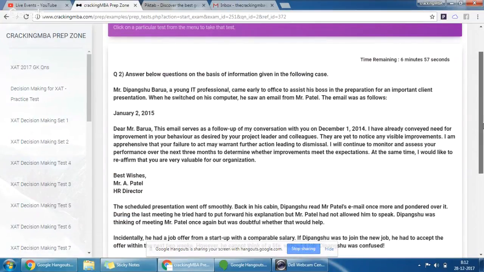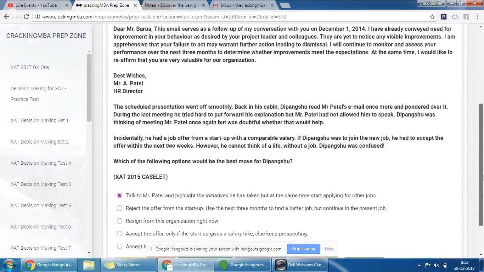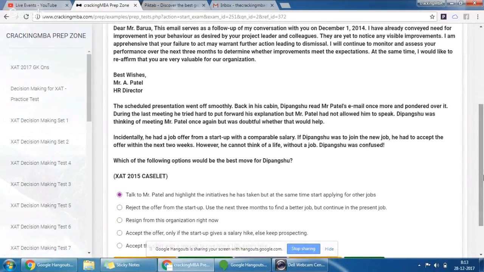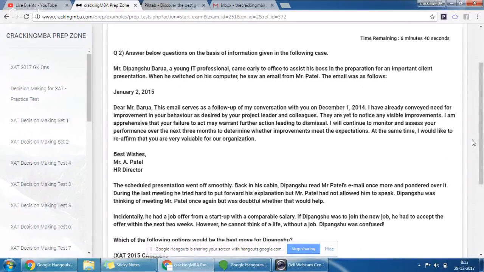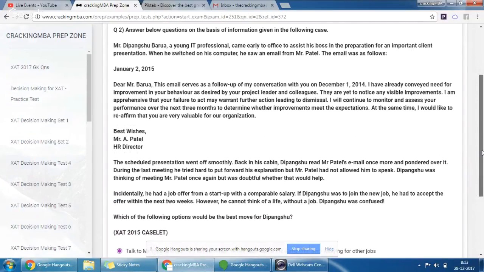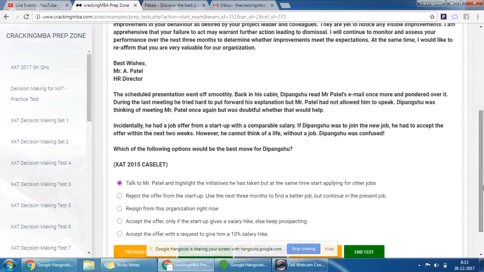Yeah. So in the details, you're right, Ajay. It's saying that it's not allowing him to speak, but still, he needs to put some effort and go and speak to him, right? Well, let me see. Where is that saying about not allowing him to speak? Yeah. So that was in the last meeting, Ajay. In the last meeting, Mr. Patel had not allowed him to speak, but that doesn't mean he's not going to allow him to speak forever, right?